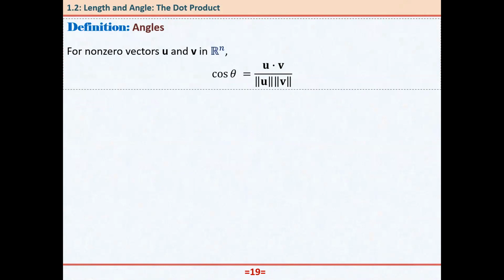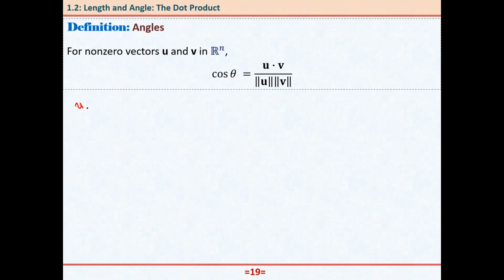For non-zero vectors u and v in R^n, cosine of theta equals u dot v over norm of u times norm of v. If you notice, it is n here, right? You're talking about vectors in n-dimensional space. And we are giving this as a definition, not a theorem. This is actually inspired by the two-dimensional case.